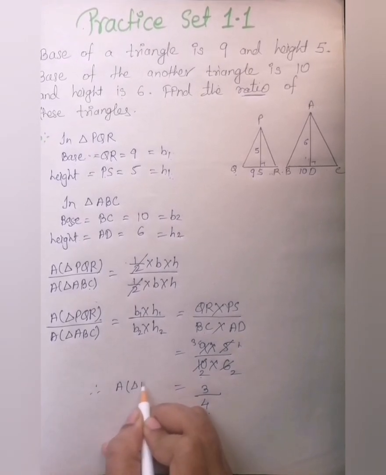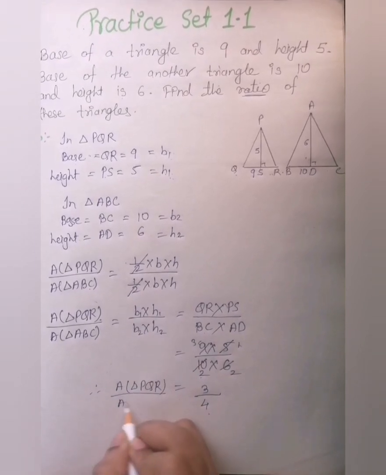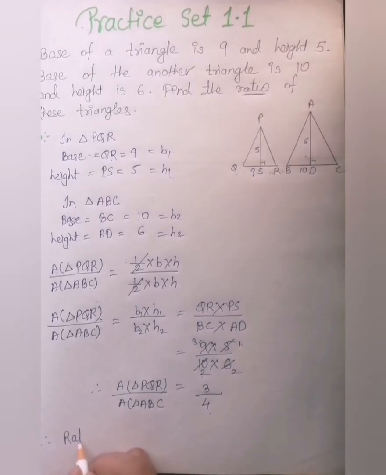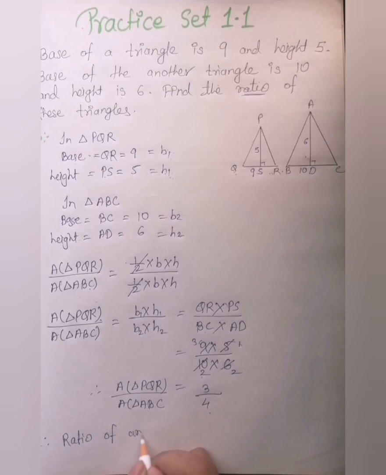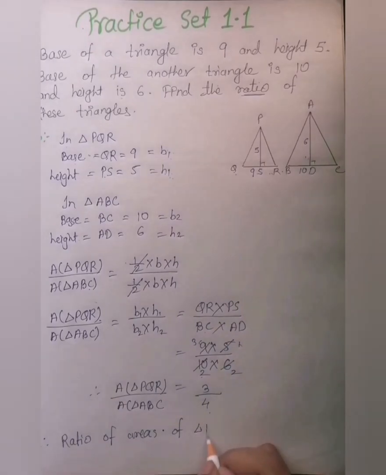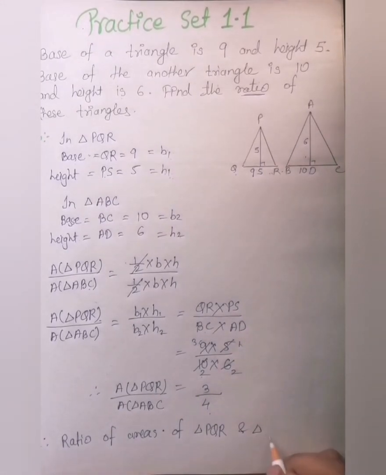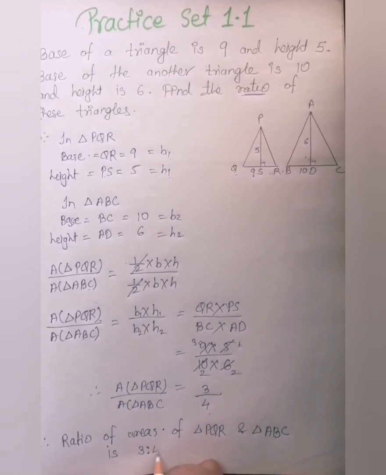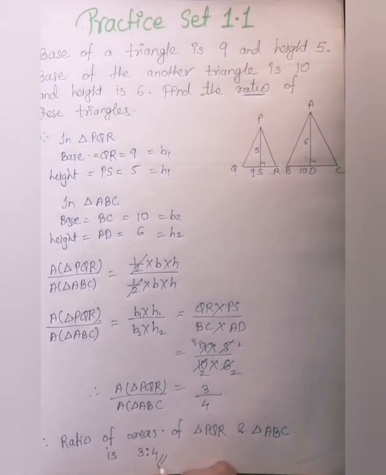Therefore, the ratio of the areas of triangle PQR and triangle ABC is 3:4. This is the ratio form. Clear, students? In this way, we solve question number 1 of practice set 1.1. Write down this answer, students.